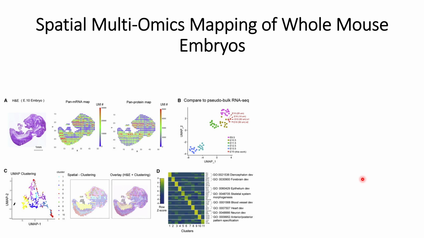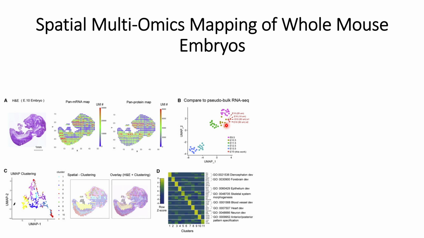Next, after validating their DBiT, they use this strategy to find out some insight about the mouse embryos. So what they did is they used different adjacent slides of the mouse embryo, and in one slide they stained the mouse embryo with H&E, and this embryo is at the E10 stage. And next is the result of the mRNA mapping that they get from DBiT, and the protein mapping, for which they used 22 different proteins from the DBiT.